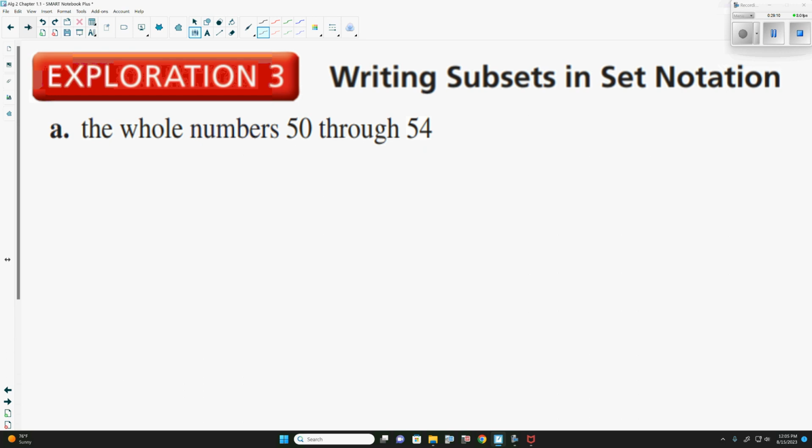Writing subsets in set notation. Now, some of these will use intervals. Some of them will use inequalities, because we can use intervals or inequalities. Or we can just list them out. Now, if we listed all the whole numbers 50 through 54, guys, focus up here.